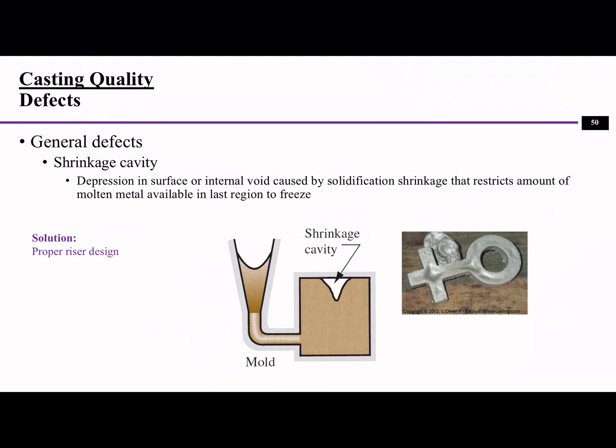More often we see shrinkage cavity. What it looks like is a depression in the surface, or an internal void, caused by solidification shrinkage. When it shrinks, it starts to create this kind of depression. So what you can do is make sure we concentrate more material in it. Where can the material come from? It's usually from the riser, right? That's why you have to design a proper riser to have sufficient molten metal to flow into the cavity, so we can compensate for the loss of volume.